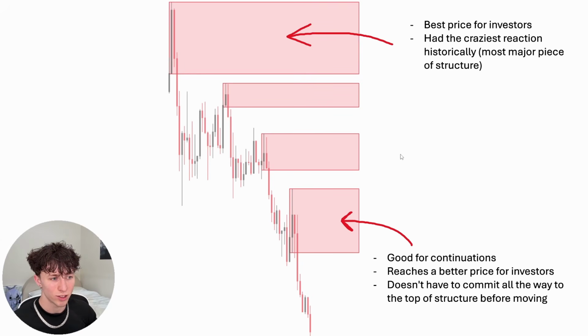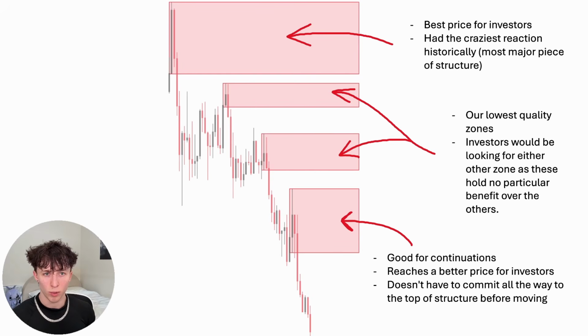Now, what about these zones in the middle? Well, generally these are ones that I tend to avoid more often. Not because they can never work, but because they don't really offer any clear advantage over the others. If institutions want a good continuation, then it'll likely just move from the bottom zone. If they're really looking for the absolute best price, then it'll go to the top zone. So what purpose does the middle zone serve? Well, usually not much. Of course, there are exceptions.